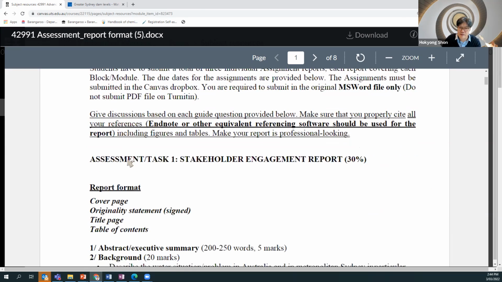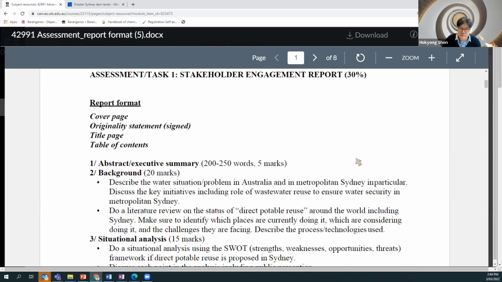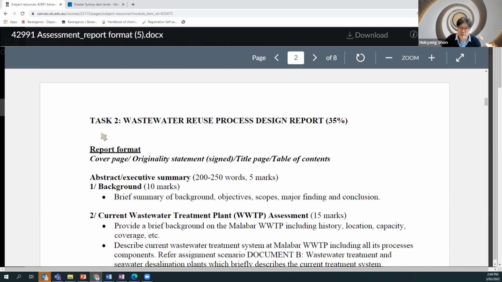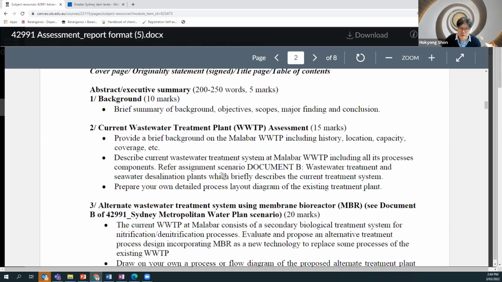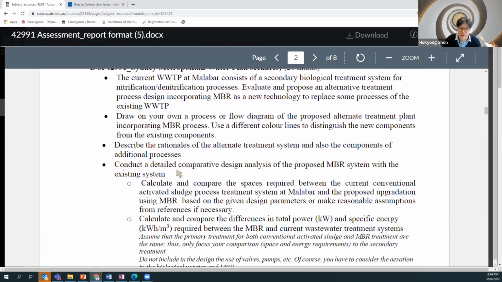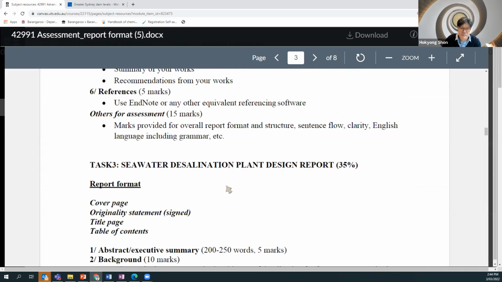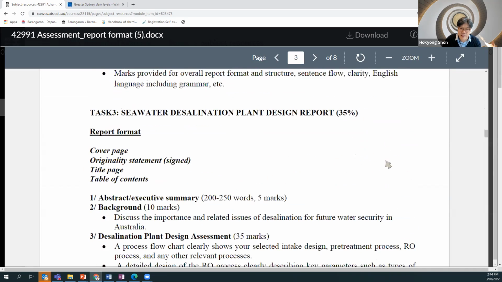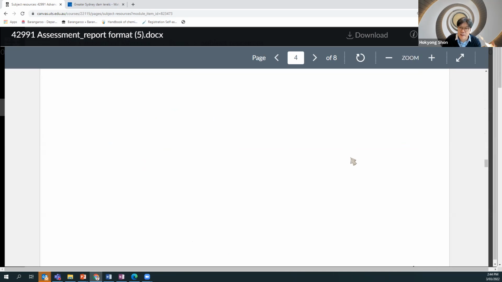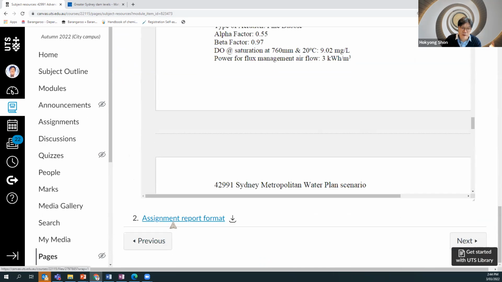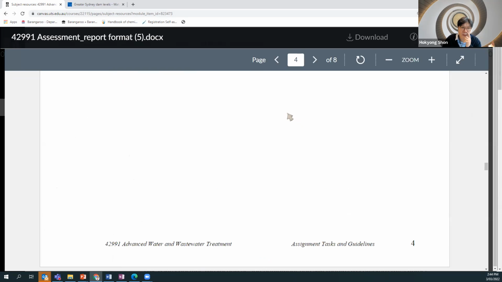So this is assessment one. I will cover a little bit of detail later on. Assessment two, what's the question? You have to address all the necessary comments. And assessment three, 35%, you can finalize the assessment report.